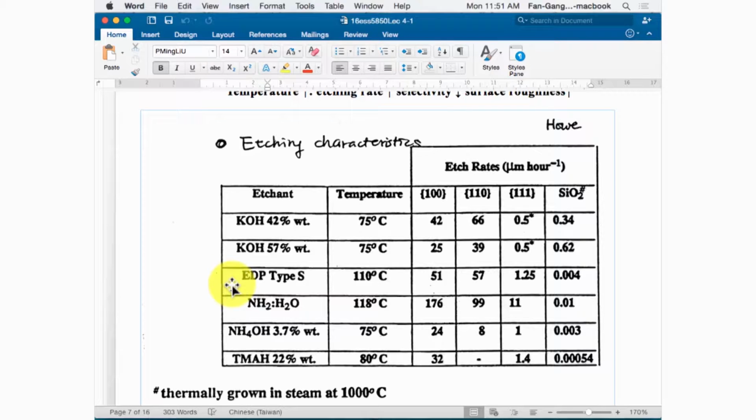EDP is an organic type etchant, very different from KOH, which is potassium hydroxide, an inorganic type. So it's quite good if you want to have the material compatible with the IC process. I think it is okay, but the problem is it's very harmful, so that's why people don't use that anymore. For EDP etching, actually, the 100 etch speed is higher than 110. Actually, there are 3 different types. Here I show you only the type S. There are 2 more different types. You can see the etch speed of this one is higher than the other one.